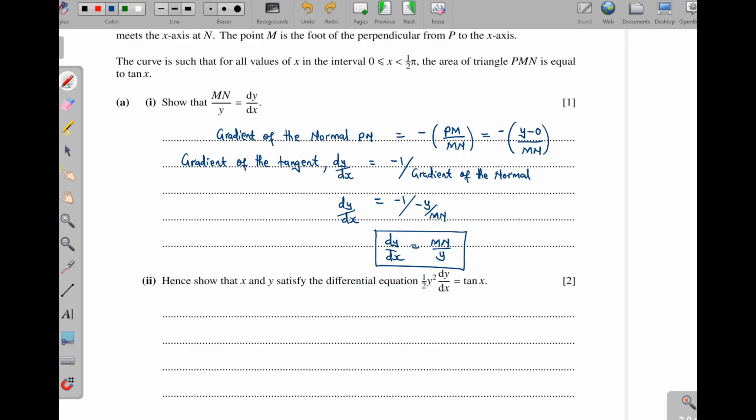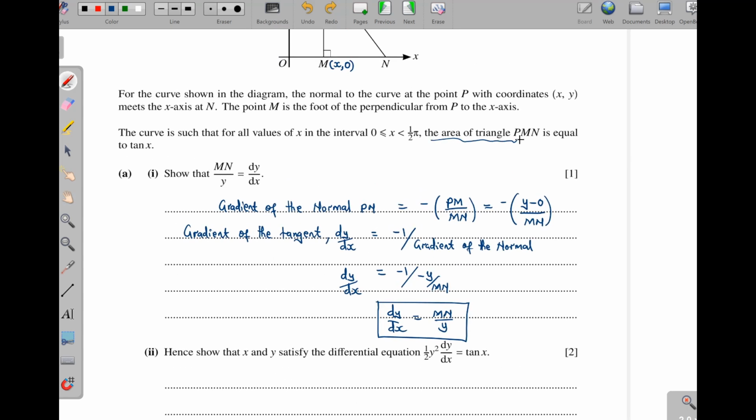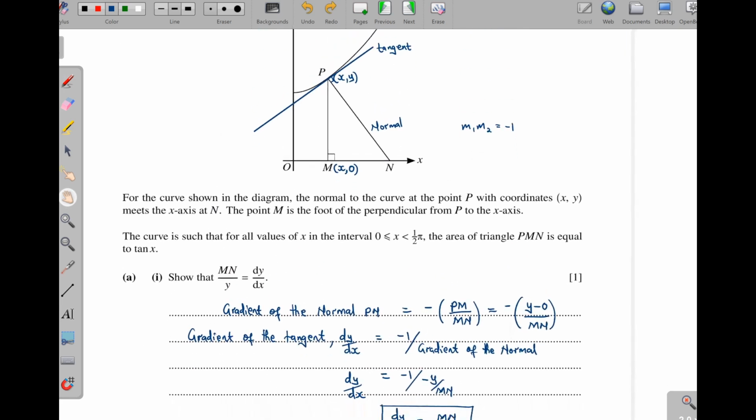Part 2, hence, meaning begin from where you have stopped, show that x and y satisfy this differential equation. Now, they talked about the area of a triangle here, that the area of triangle PMN is equal to tan x. And in here, I'm seeing the tan x. So the area of triangle PMN shall be equal to tan of x. That is what we were given. But how do we find the area of the triangle PMN right from here? The area of a right angle triangle is going to be a half times the base times the height, not so?